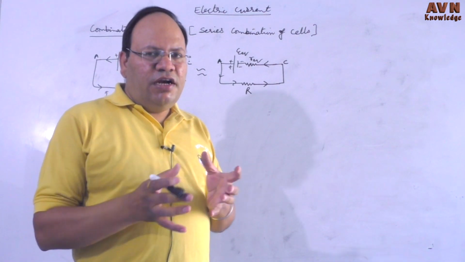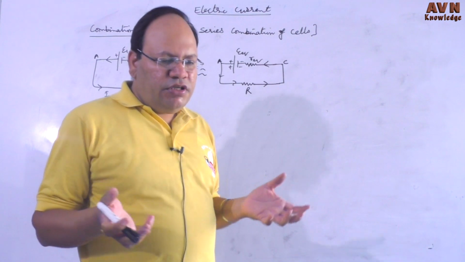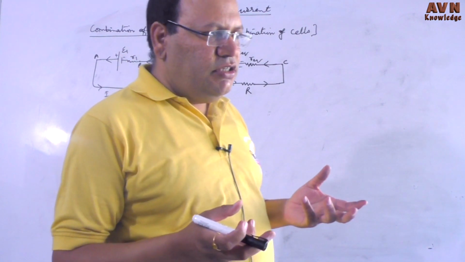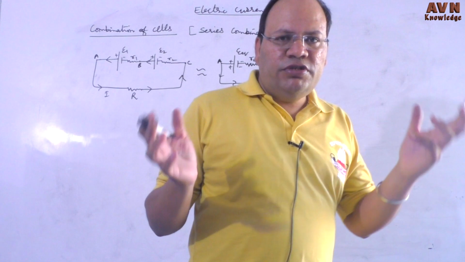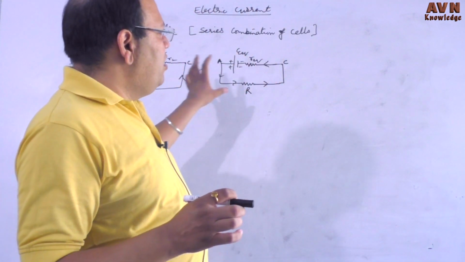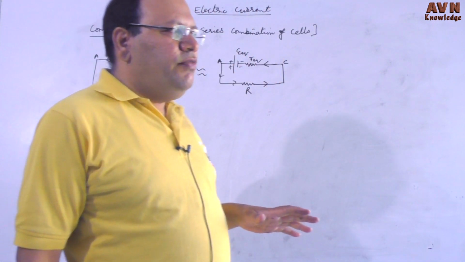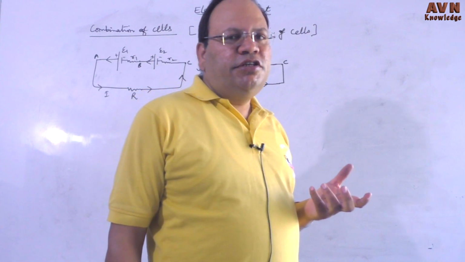Today we will study about the electric current, and here we take the combination of cells. When two cells are connected in series combination, what is the EMF and what is the internal resistance? When two cells are connected in parallel combination, what is the EMF and what is the internal resistance of the cell?